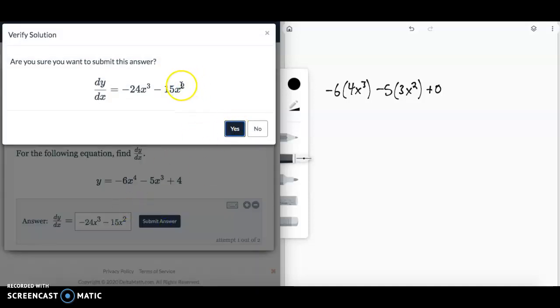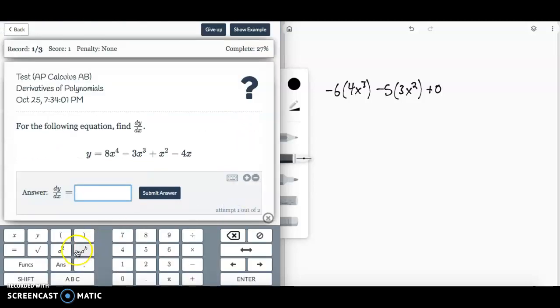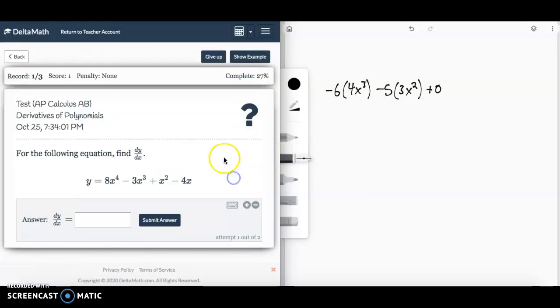To get these exponents, hit Shift 6 on your keyboard, or you can also use this keyboard and you can click either squared, or this one will allow you to type in any exponent.